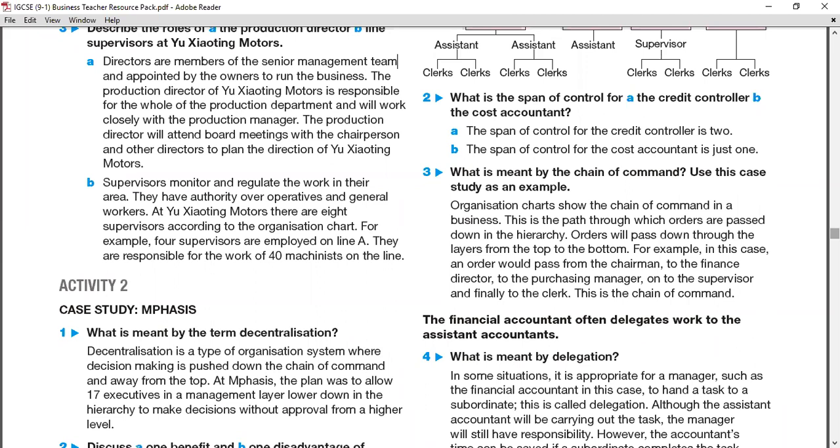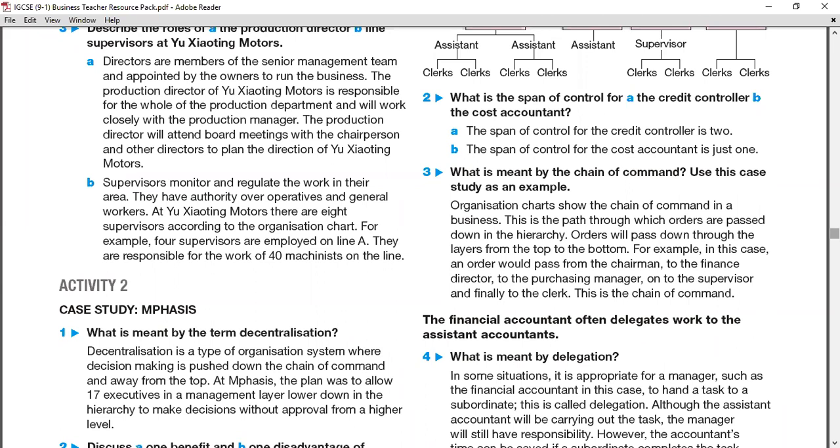So orders will pass down through the layers from the top to bottom, right? For example, in this case, an order would pass from the chairman to the finance director, to the purchasing manager, on to the supervisor, and finally to the clerk. This is the chain of command.